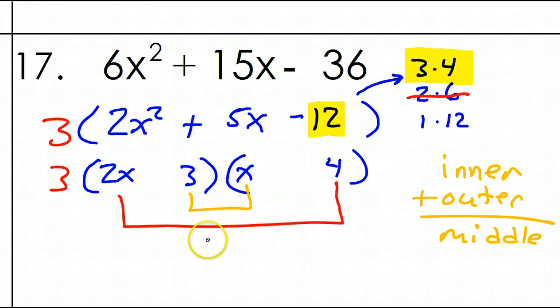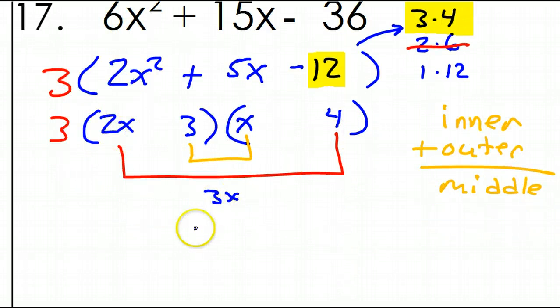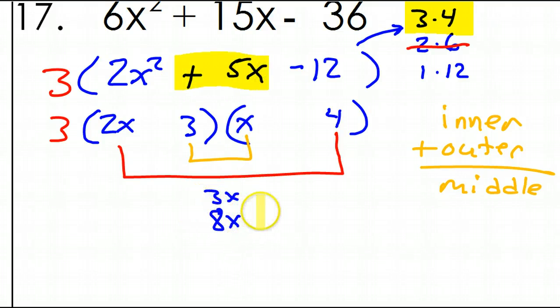So inner, I have 3x. Outer, now I'm multiplying, not adding, so outer, I have 8x. Okay, inner plus outer equals middle. So I'm now trying to get the positive 5x middle. Is there a way I can get positive 5x out of 3x and 8x? Sure, if I choose the signs to be negative 3 and positive 8, that would make 5x.